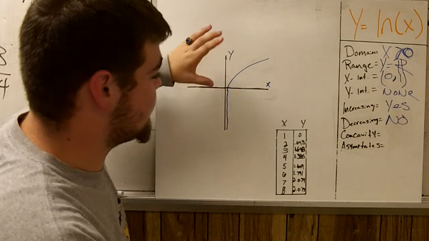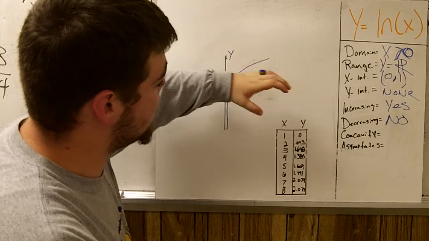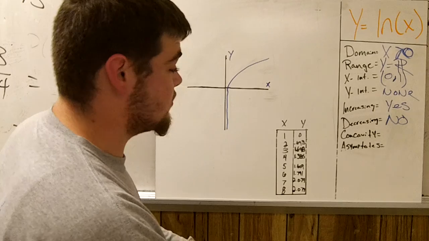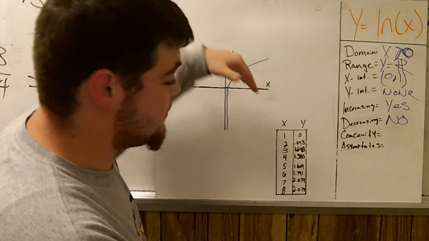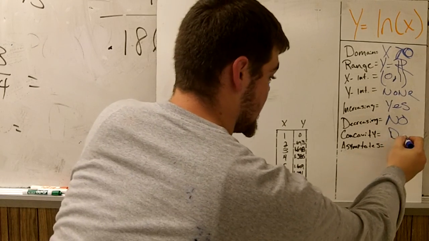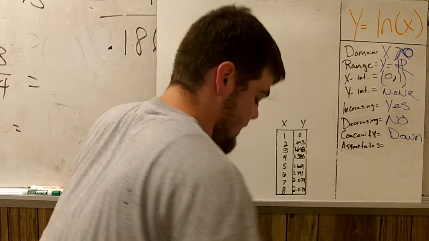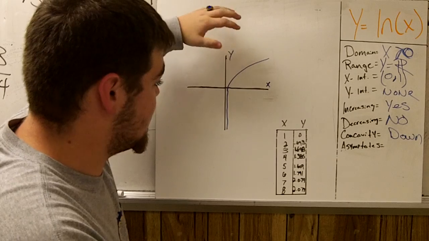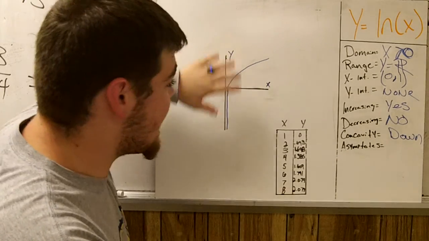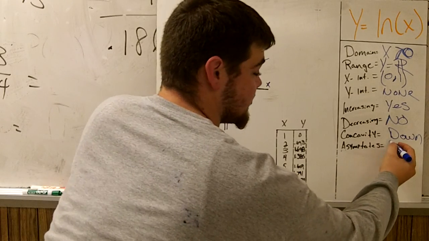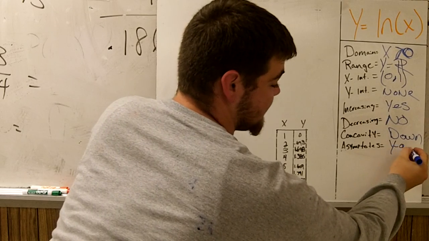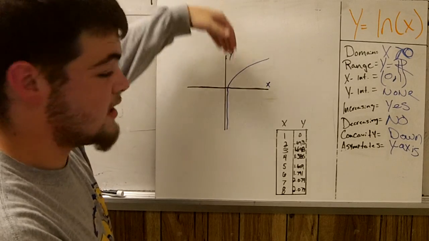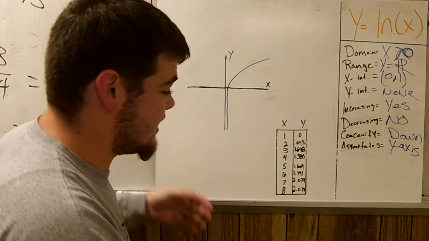Concave up or concave down: which way does the curve point? The curve points on an angle, but it's pointing down, so concavity would be down. And for asymptotes, it never touches the y-axis, so your answer for asymptotes would be the y-axis. Be specific. You can't just say yes or no. You have to say, yes, it is the y-axis, or yes, it is the x-axis.